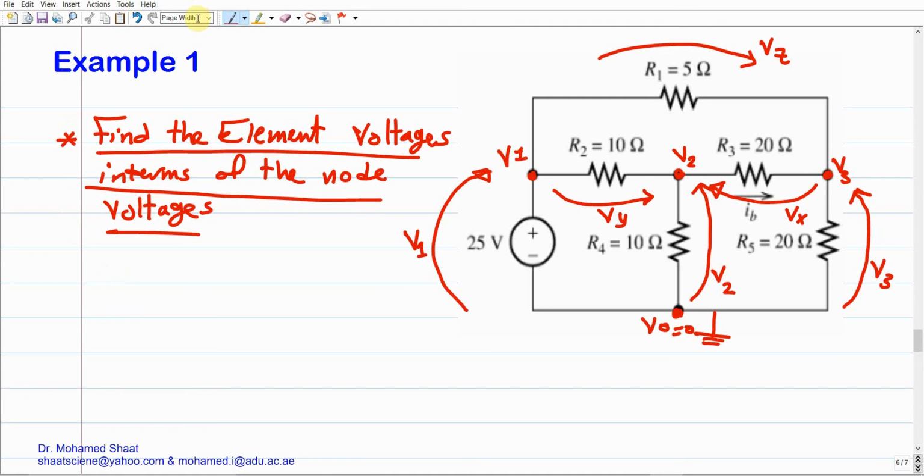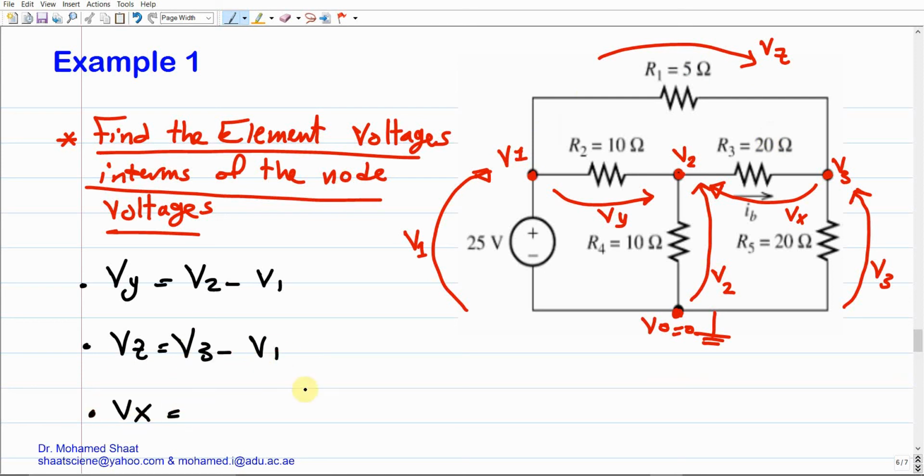So how much is Vy? Let us use a different color. Vy moves from 1 to 2, so it should be V2 negative V1. Make sense? How much is Vz? Vz moves from 1 to 3, so it should be V3 negative V1. If I ask you how much is Vx, Vx moves from 3 to 2, so it should be V2 negative V3. Make sense? And this is for step 6.